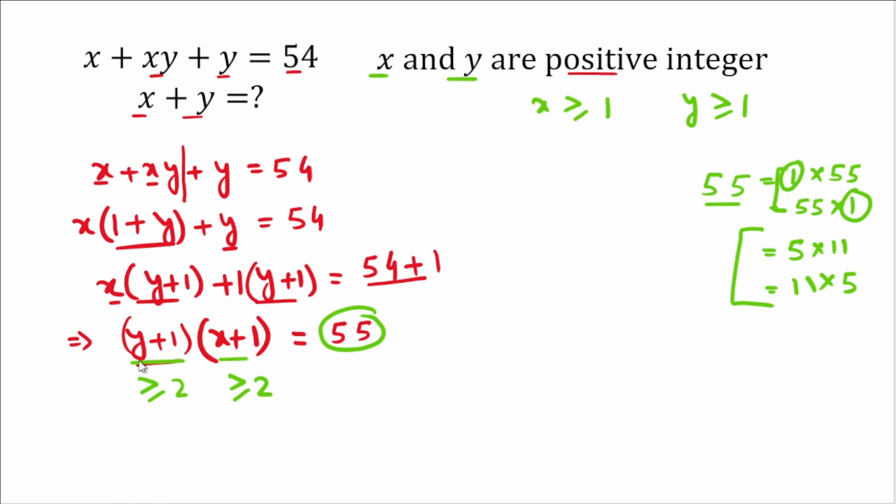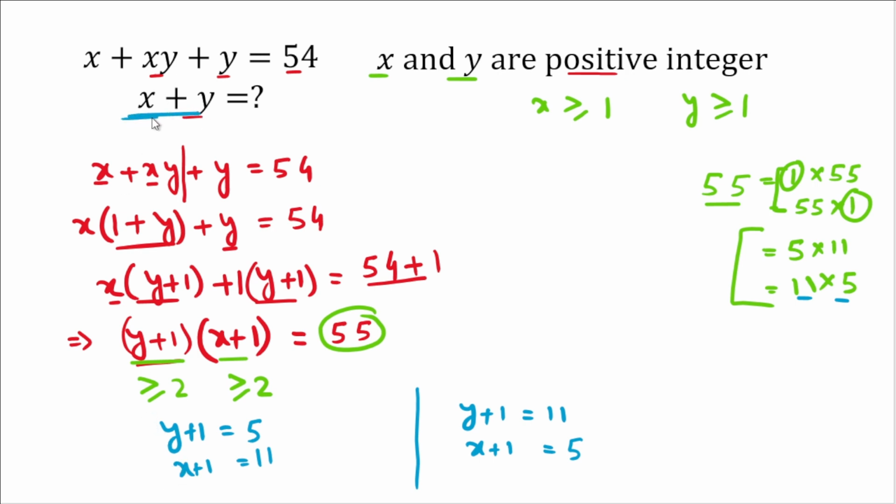So for the y plus 1 factor we will take 5, and for x plus 1 we will take 11. Or in the other case, y plus 1 will be 11 and x plus 1 will be 5. Here we will not calculate the values of x and y individually, because we only have to find the value of x plus y.